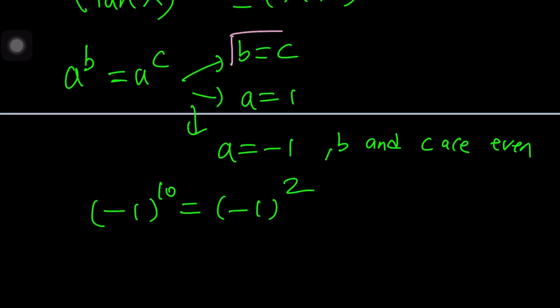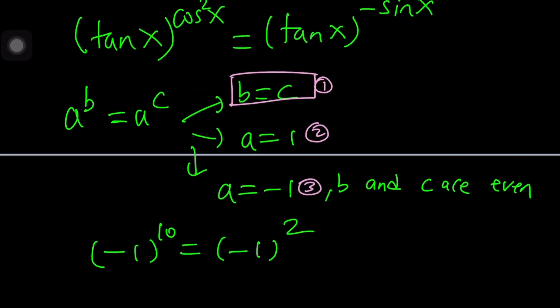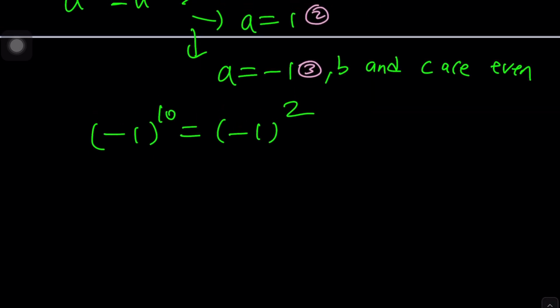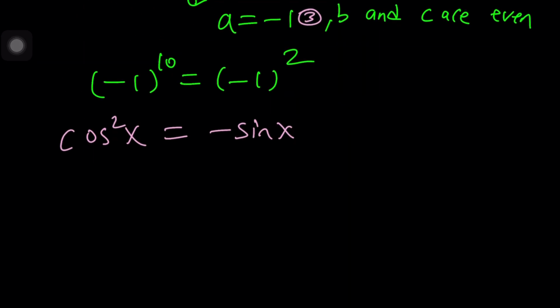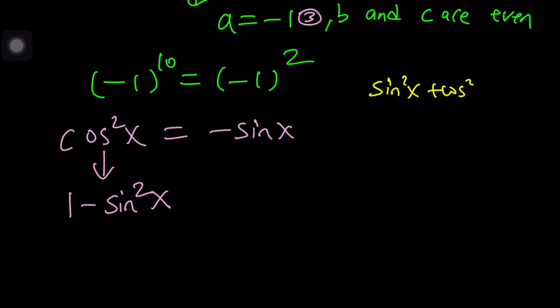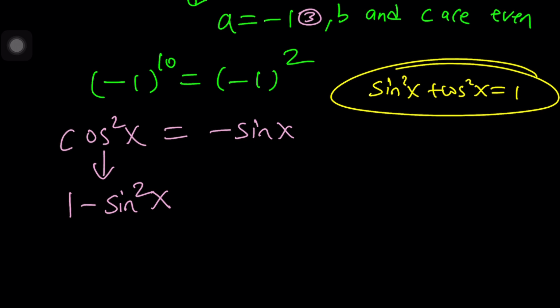Let's go ahead and start with case number 1. Let's call this number 1, let's call this number 2, and let's call this number 3. For the first case, we want b equals c. So in other words, cosine squared of x equals negative sine of x. Remember, we had the -1 from the reciprocal. Now, this equation can be solved since sine and cosine are different kinds. Let's go ahead and use the Pythagorean identity and write the cosine squared as 1 minus sine squared. And where does this come from? This comes from the identity sine squared x plus cosine squared x equals 1, which is very important.